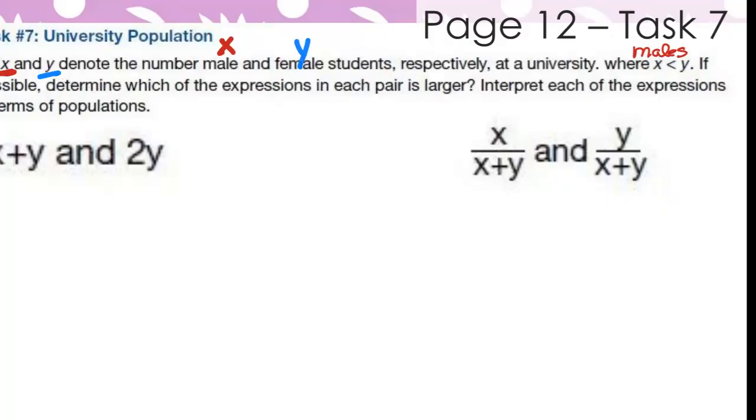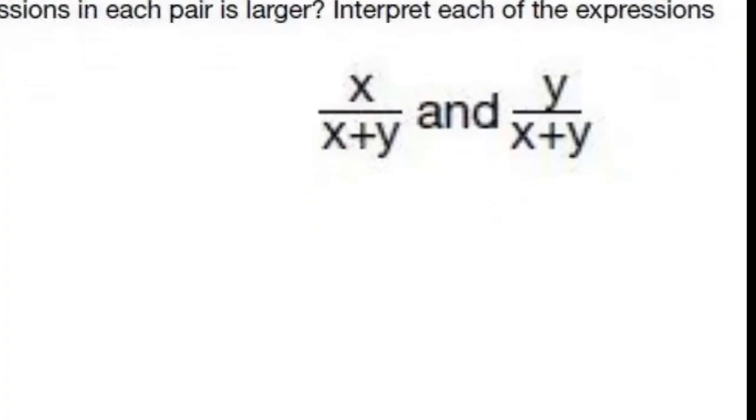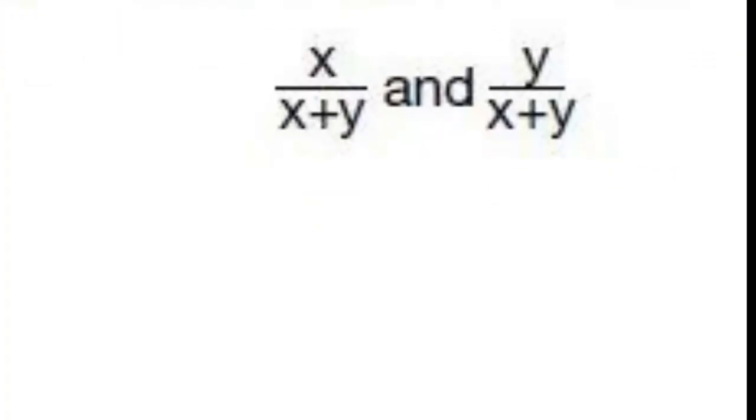The number of males is less than the number of females. We also know that. So what are these two expressions describing? We have x over x plus y, and we have y over x plus y. Who's going to be bold and give me an educated guess?